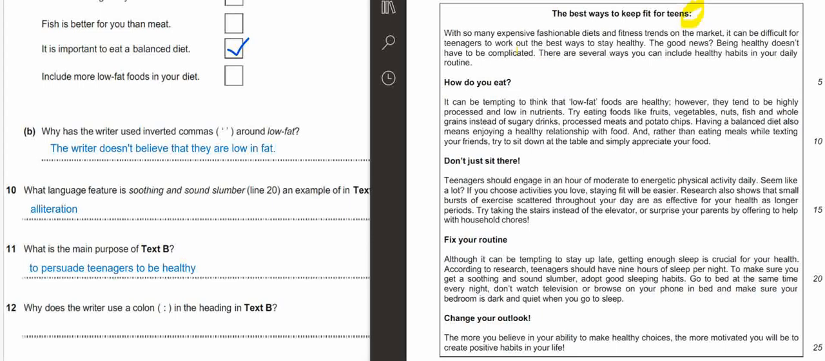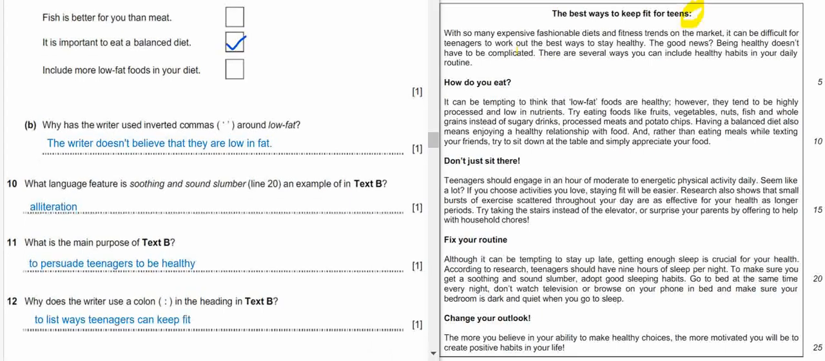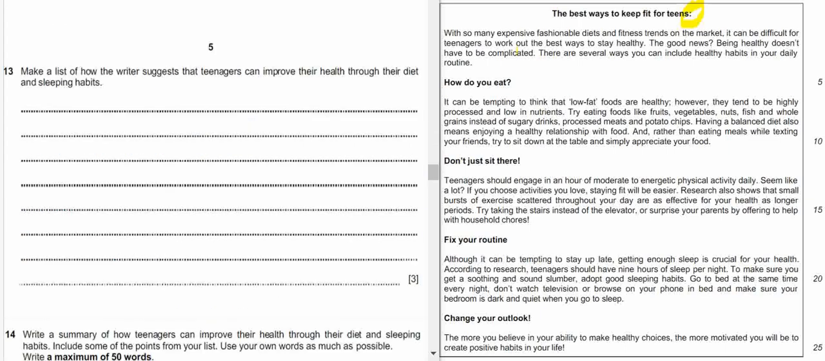10 seconds. Well, the answer is to lose weight, teenagers keep fit. Or you may also answer to introduce a list of ways teenagers can be healthy. Alright, let's move on. Now we are in question 13.